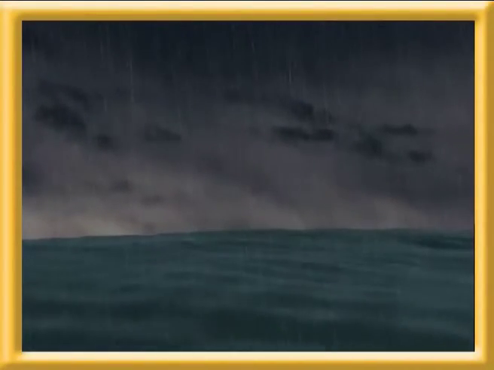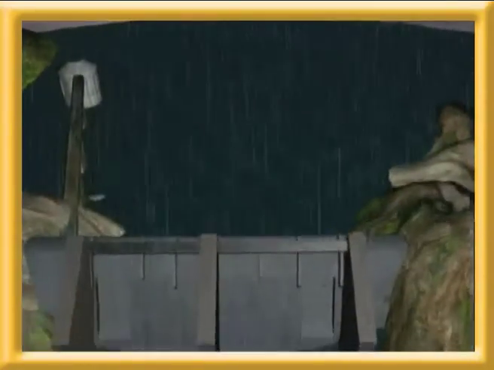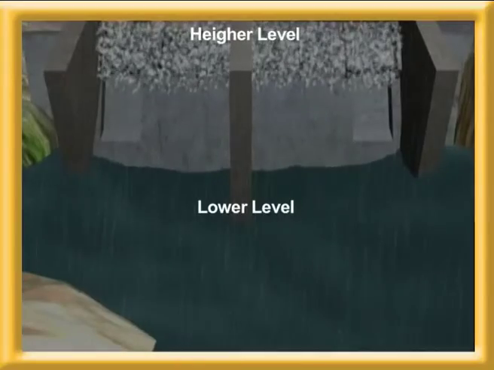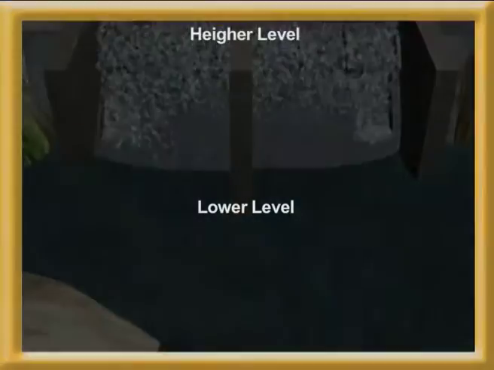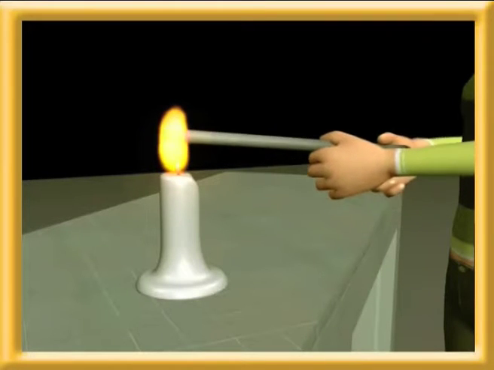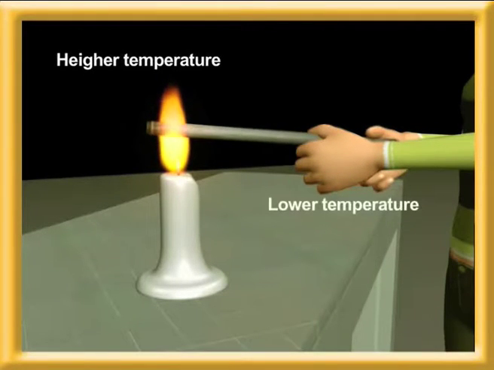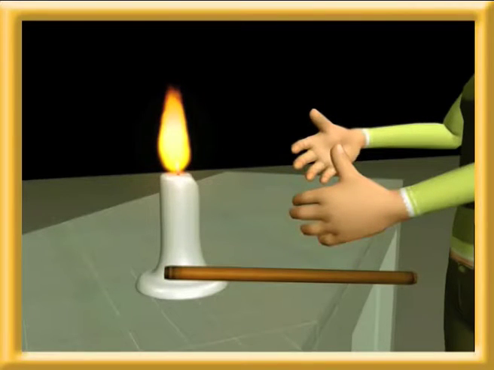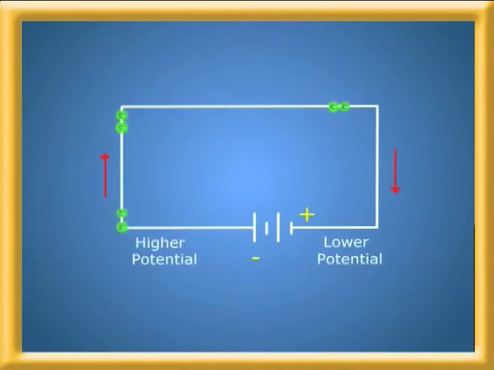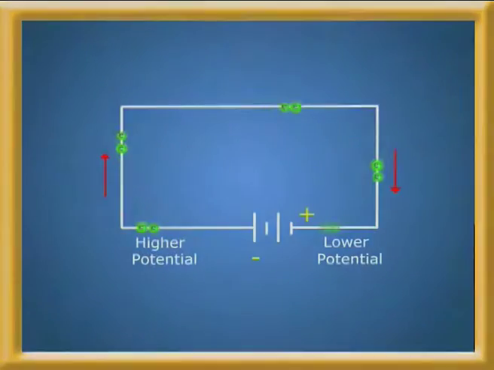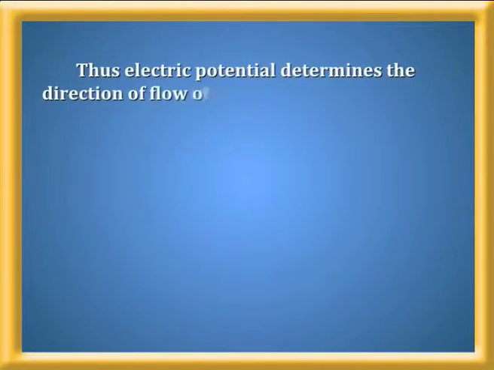It is our common observation that water flows from a place at higher level to a place at lower level, irrespective of the amount of water at the two levels. Heat flows from a body at a higher temperature to a body at a lower temperature, irrespective of the amount of heat contained by the two bodies. Similarly, electric charges move from one point to another if there exists a difference in the electric potential, irrespective of the concentration of charges at the two points. Thus, electric potential determines the direction of flow of current.